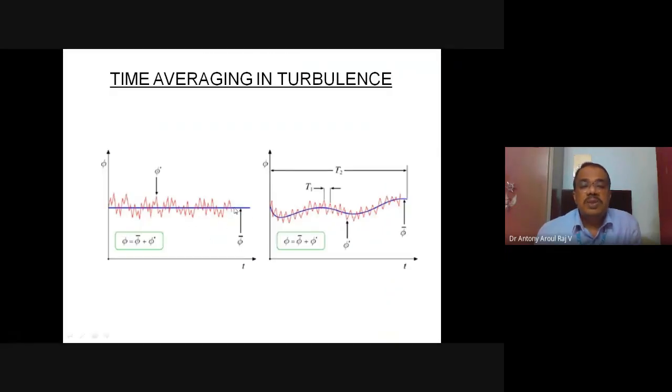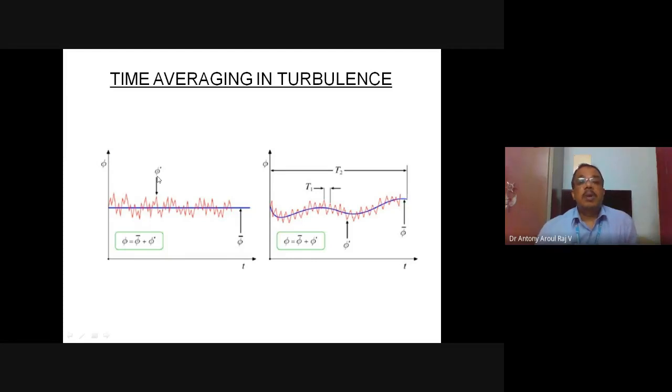If the amplitude of fluctuation is smaller, like this, that is also turbulence. But the intensity is smaller, and here you can see the intensity is more. Suppose the fluctuation is like this, then the intensity is very much higher. So the intensity of the turbulence is given by the amplitude of phi dash. A small variation means it is smaller, a larger variation means the turbulence is more.